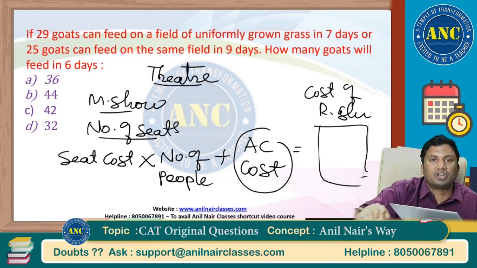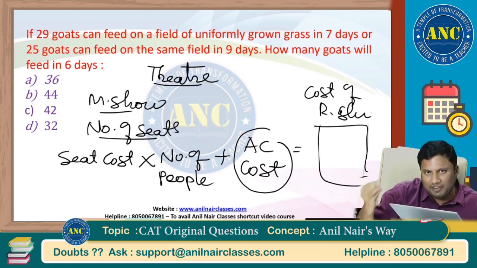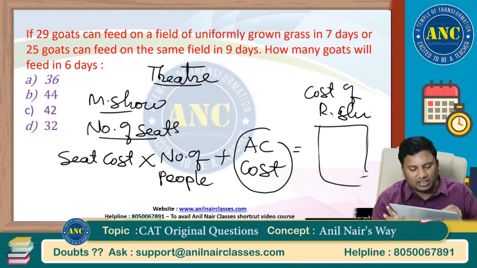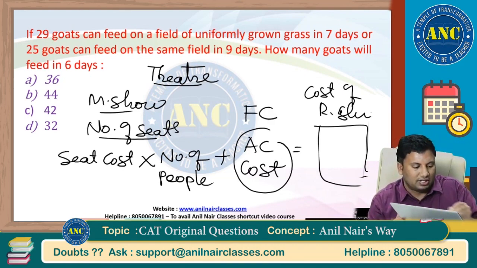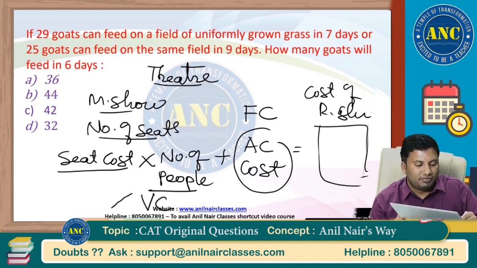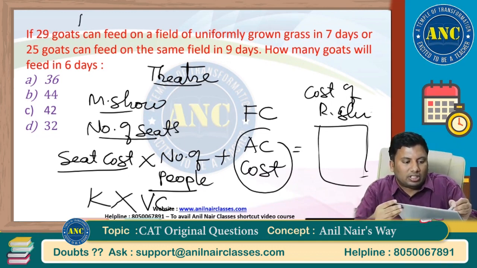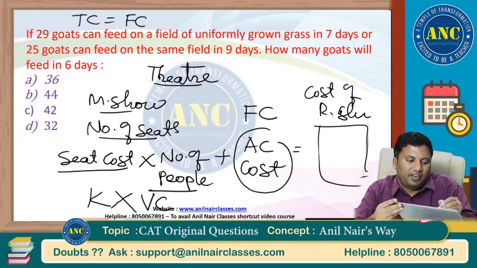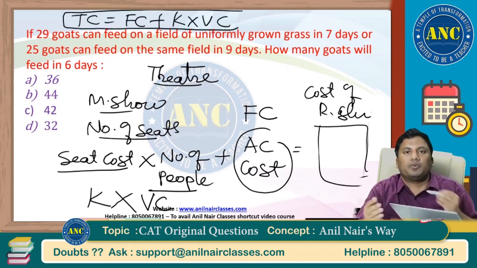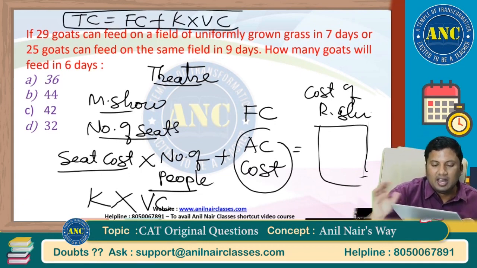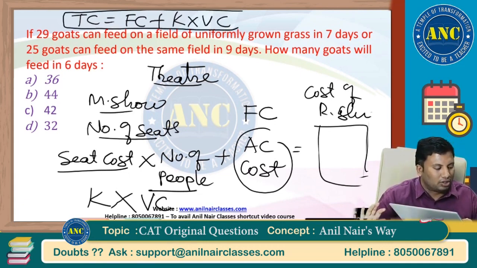AC cannot be switched on for only one person. If 1 is sitting, 10 is sitting, 100 is sitting, AC cost should be fixed. This is a fixed cost. The number of people is the variable cost. Seat cost is constant. So total cost is nothing but fixed cost plus K into variable cost. If you solve this equation, you will get this answer. But that variable method, I don't want to use it. I hope it is clear.